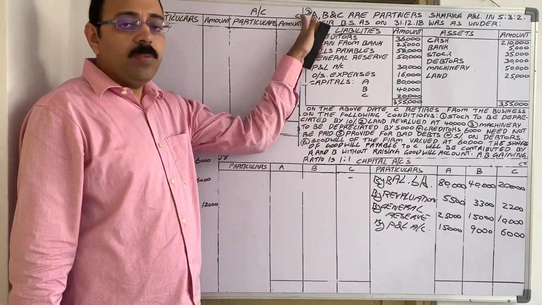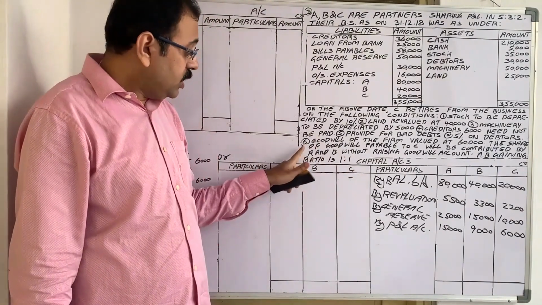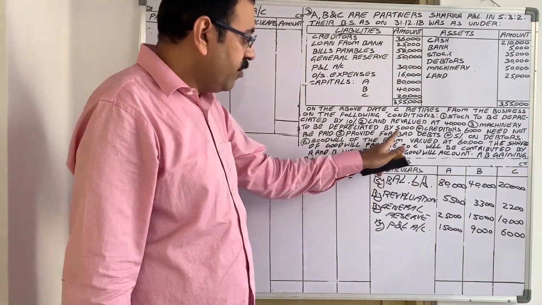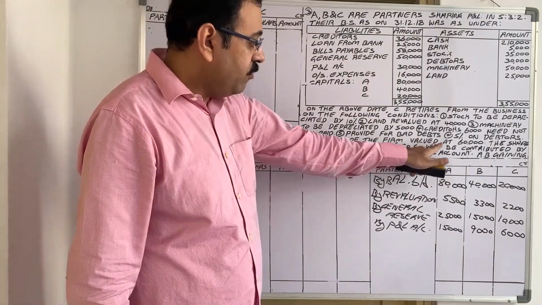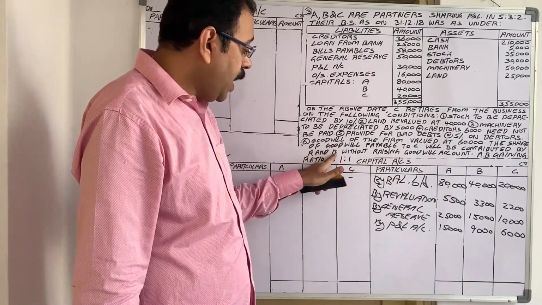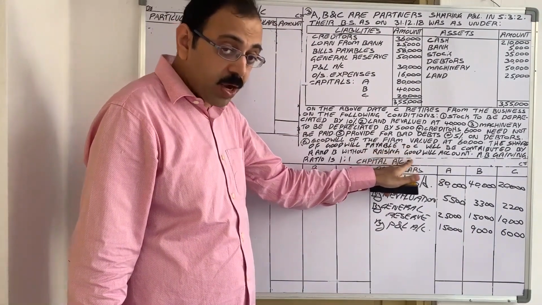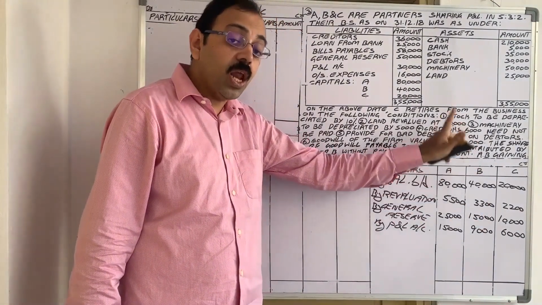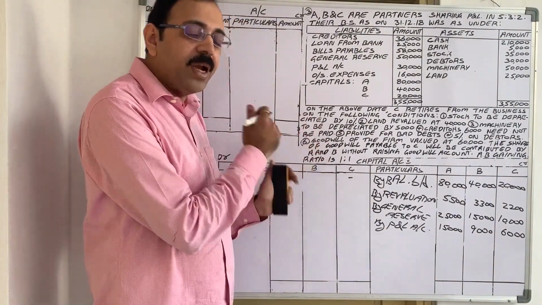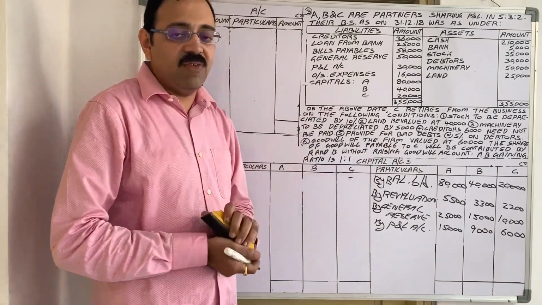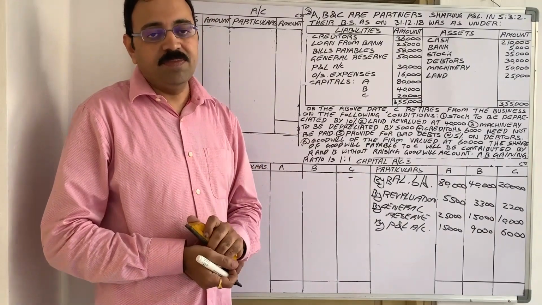Now come to the third problem. Everything is the same except the 6th and 7th points. See the 6th point. Goodwill of the firm valued at 60,000. The share of goodwill payable to C will be contributed by A and B without raising goodwill account. Means without creating a goodwill account, the retiring partner's share of goodwill is to be adjusted through existing partners' capital accounts. If this sentence is given, we have to adjust the goodwill according to the direct adjustment method.